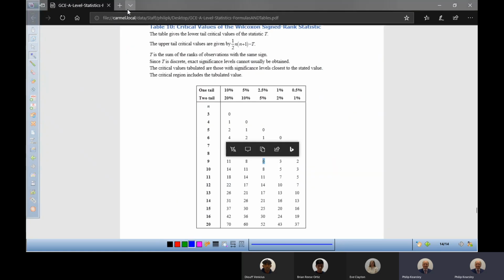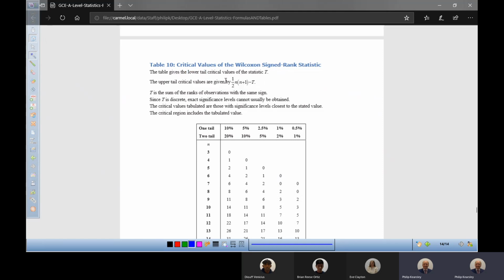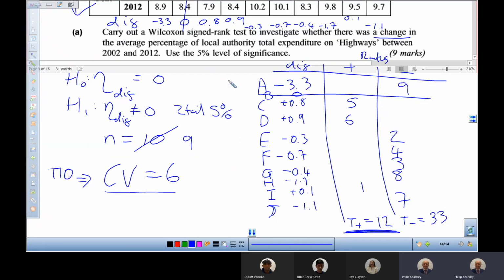Because it says in the question, the table gives lower tail critical values. And because it's got lower tail critical values, we have to unfortunately use the lower tail test stat. It says that in the question. That's why we use the lowest test stat. If you wanted to work out the upper tail, you could, but there's no need. So we use the smallest. 12 against 6, 12 is bigger than 6.